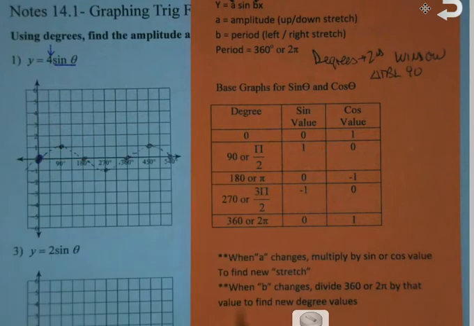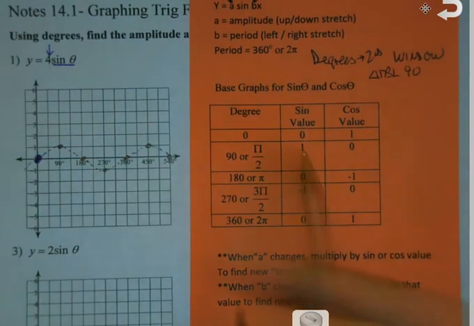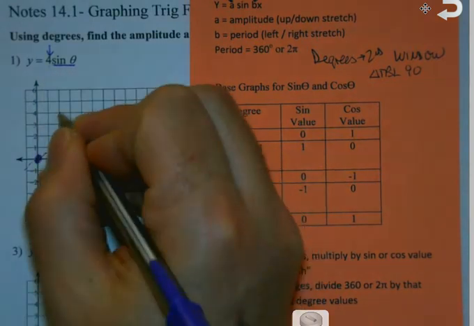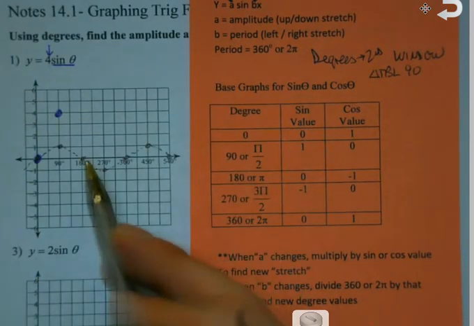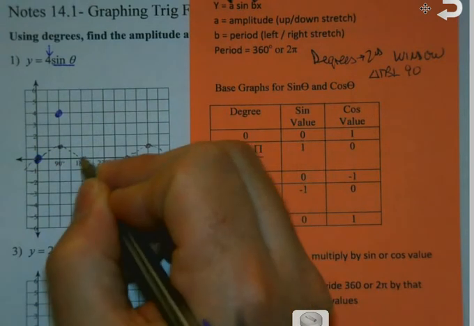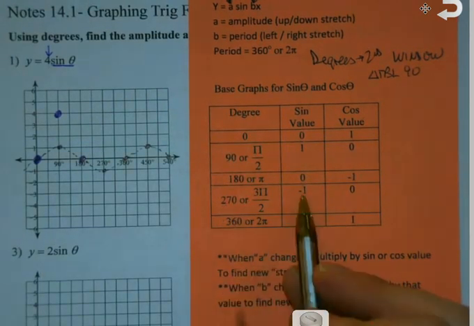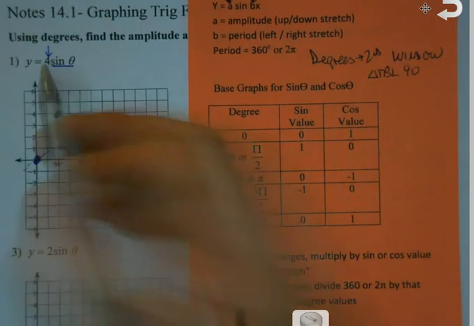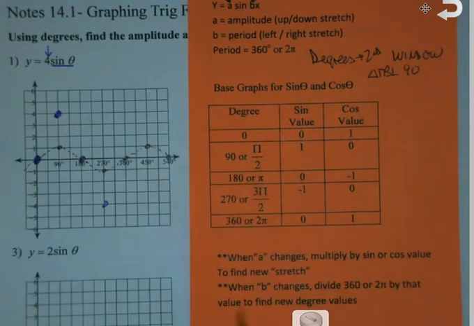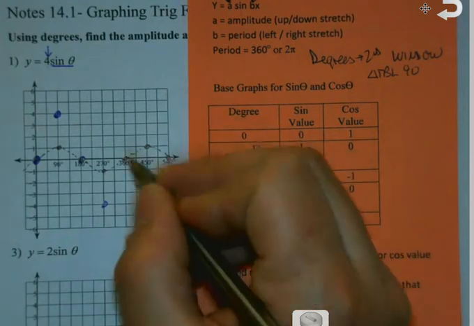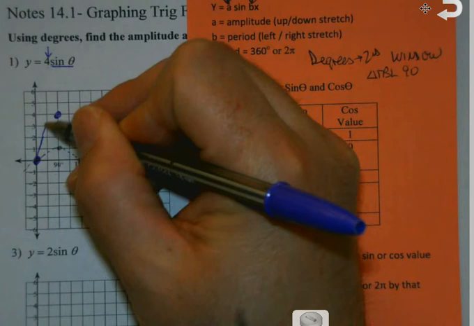So let's put a big dot there. When I get to 90, what's 1 times 4? Well, it's 4. Okay. So it stretches up to here. At 180, 0 times 4, 0. At 270, negative 1 times 4 is negative 4. And at 360, we're back to 0. And again, these are curves.